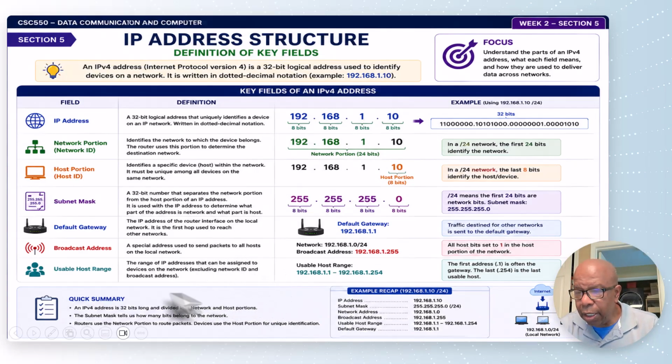Quick summary: IP version 4 is basically the most used IP address protocol. The IP address is 32 bits divided into a network portion and a host portion. The subnet mask tells how many bits belong to the network. We're not going to get into doing subnetting unless you're a graduate student, in which case I might ping you to do that as an advanced feature.